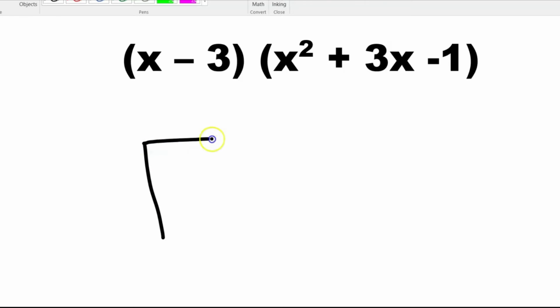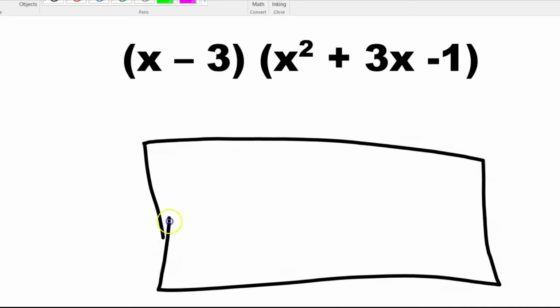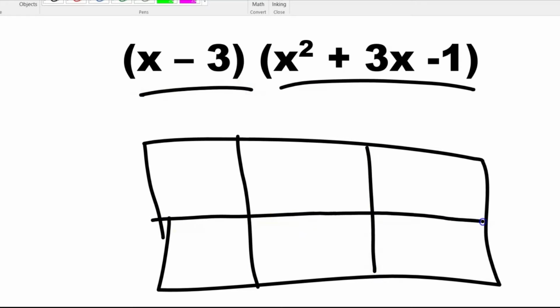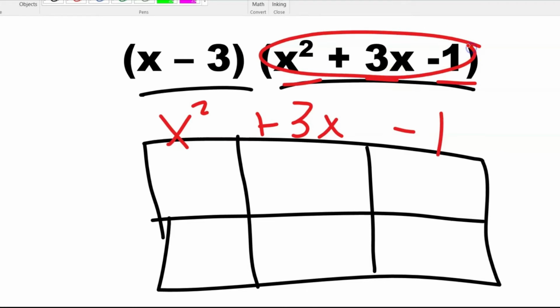But there's another way you can do this, and we call this the box method, and you might have seen this before. Now what I'm going to do is draw myself a little box here, and I have 3 terms over here, so I'm going to make 3 columns, and I have 2 terms over here, so I'm going to make 2 rows. Alright, now this is essentially doing the same thing, but what I want to do is take all 3 terms over here and put them on the top. I had x squared plus 3x minus 1. So I just took these 3 terms and put them on the top of my 3 little boxes up there. And now I have x minus 3. I'm going to put x minus 3 over here on the side.